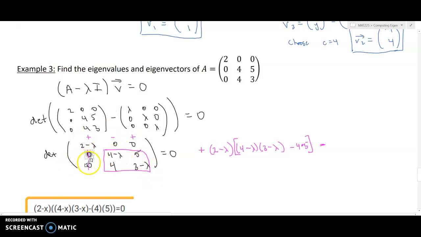Let's get rid of some of these little guys here. Let's see if I can do this.